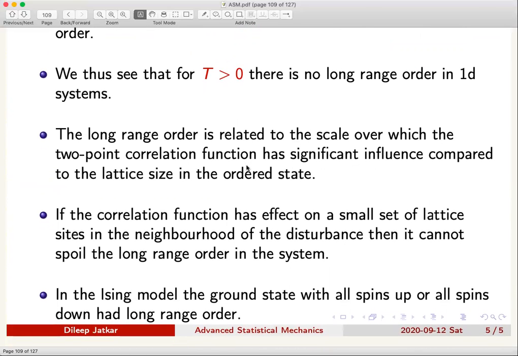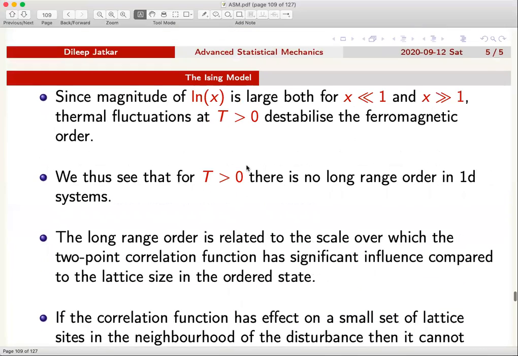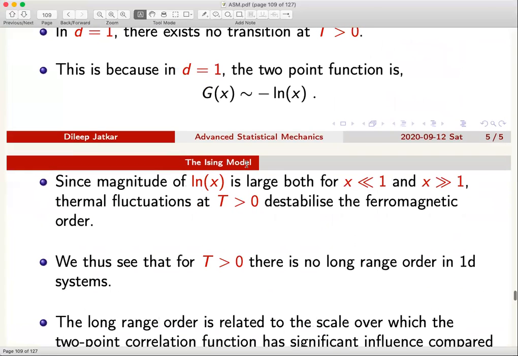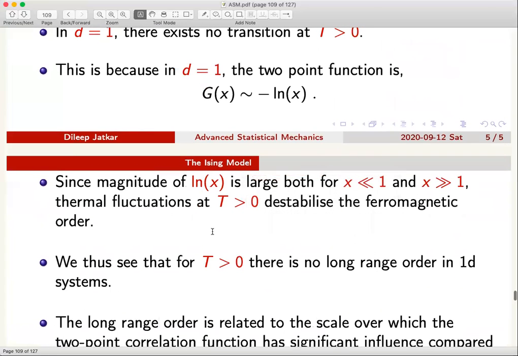Sir, I might be taking it too seriously, but since there's some minus log x, it means that for large x, two spins are anti-correlated. Yes. And why should that be? So that means if the spins are correlated, it will try to make them anti-correlated, right?